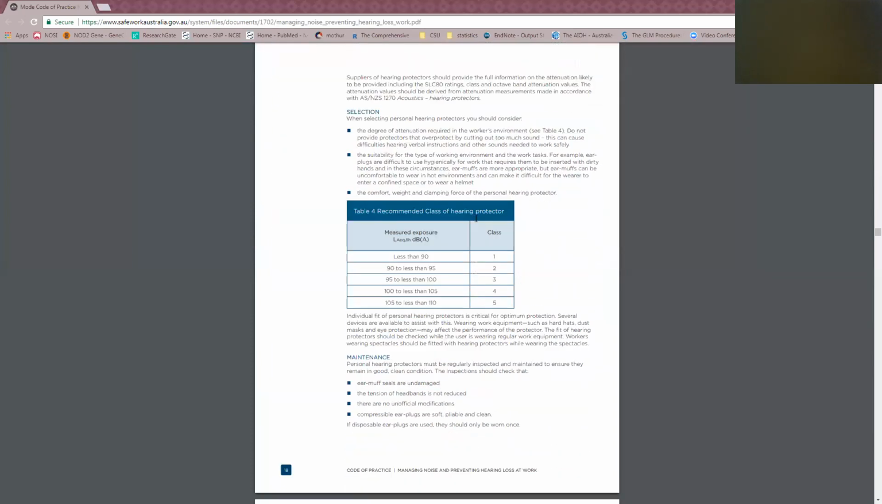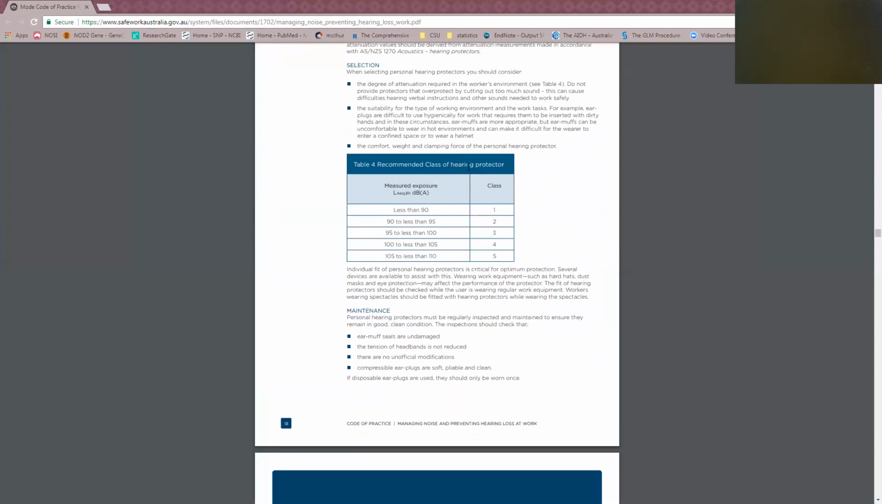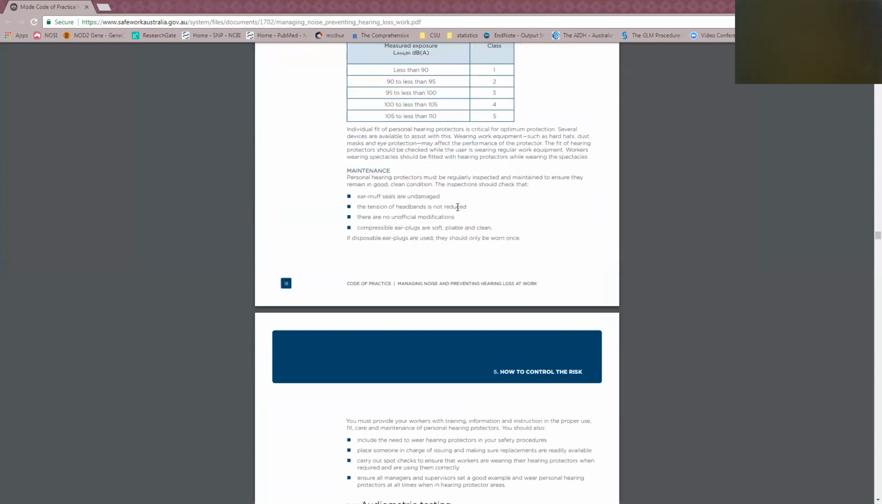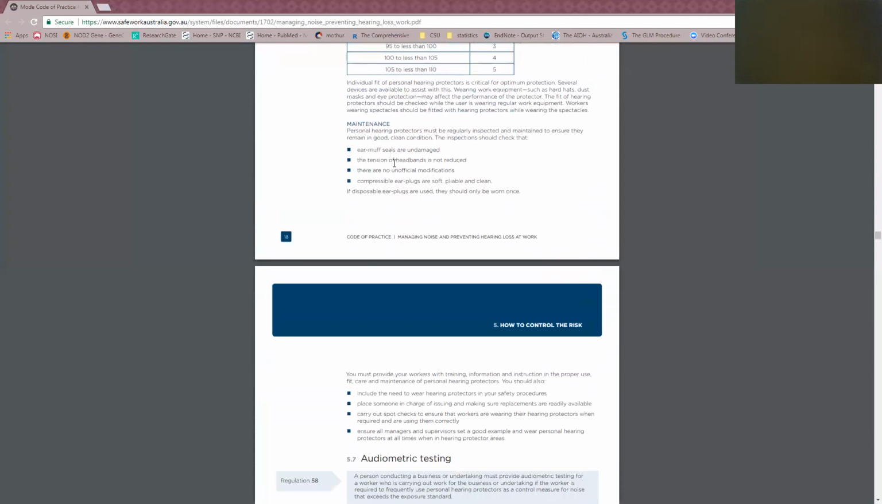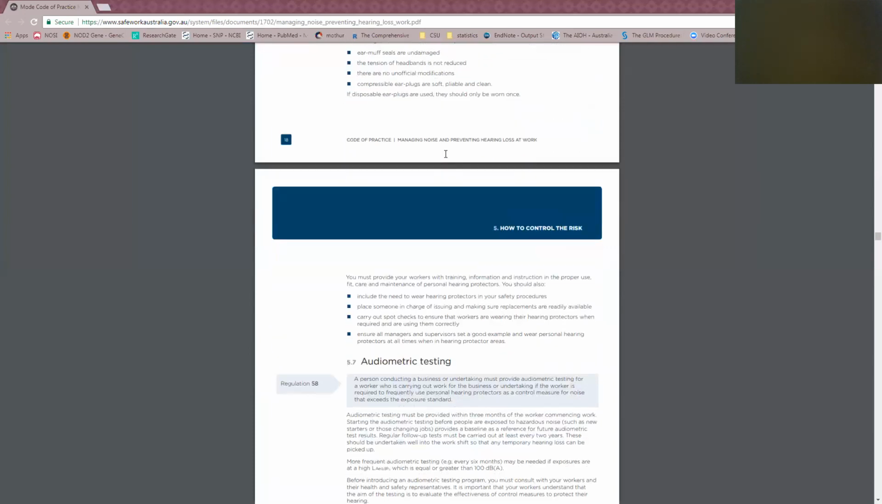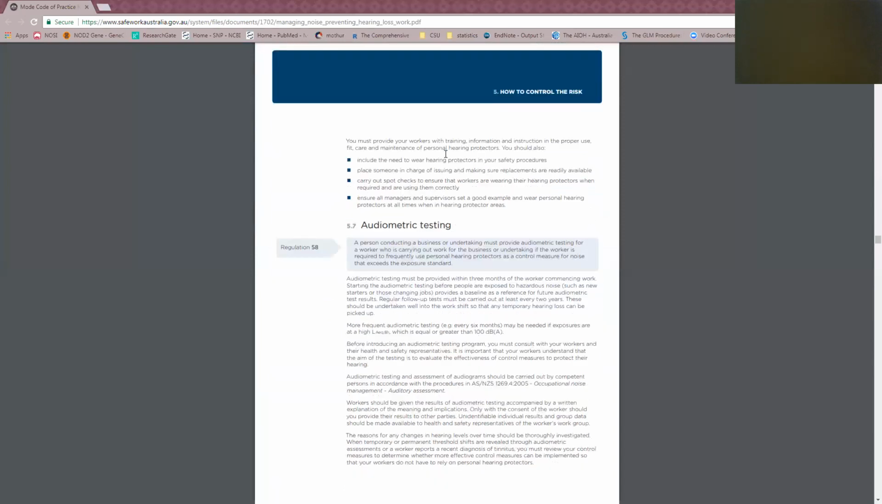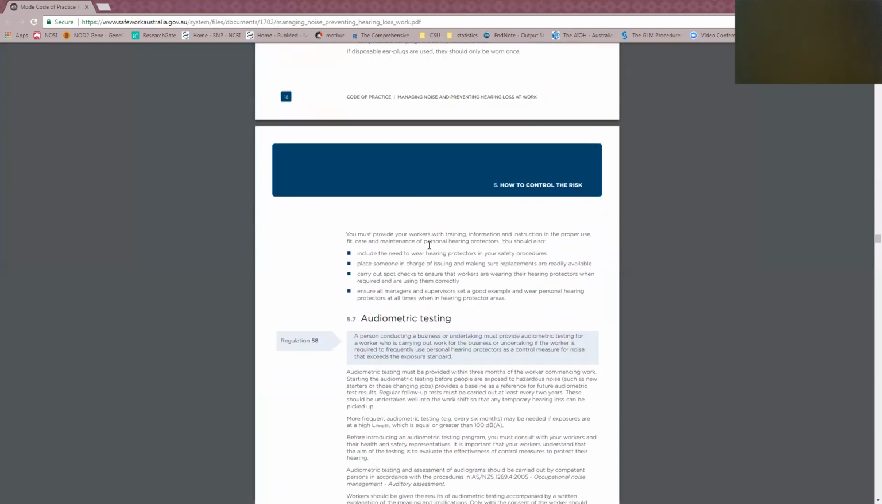And they also have everything in here. They've even given you a guideline for a recommended class of hearing protection. So where we are less than 90, that's where we were, you'd be looking at a class 1. Here's your maintenance program. You've got to have a maintenance program. People using personal hearing protection must have training, must have a maintenance program, and you must ensure that they're being used effectively. Yes, there is a right and a wrong way to put in earplugs, believe it or not.